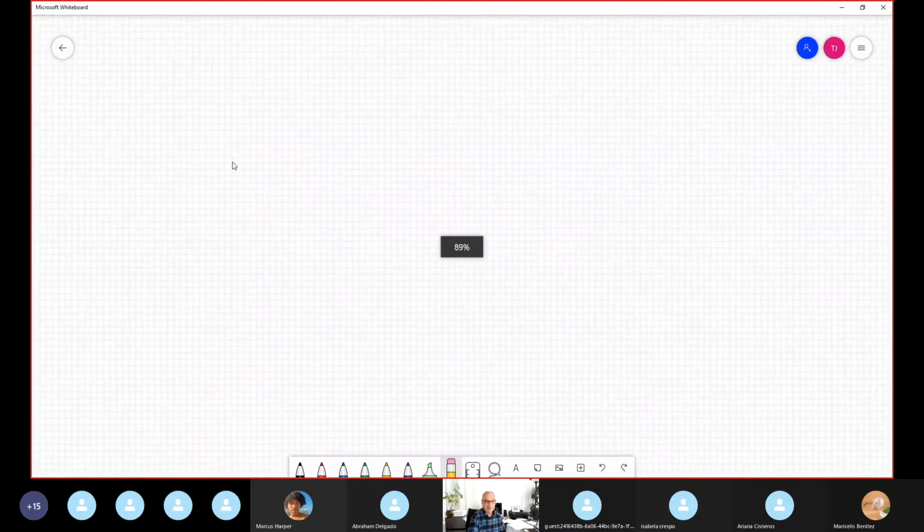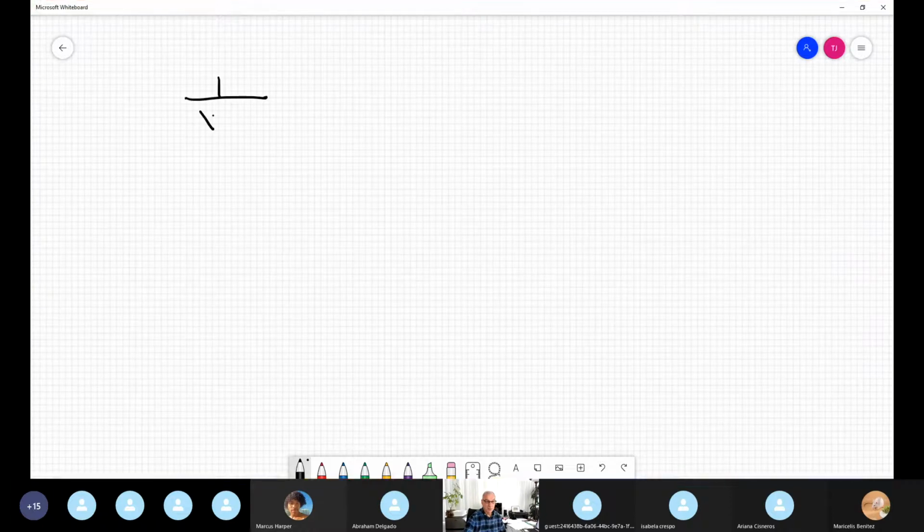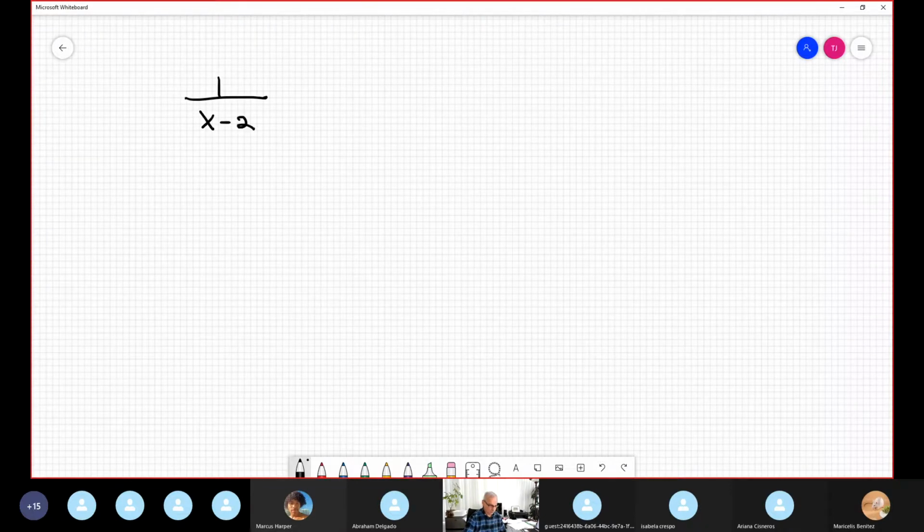Okay, this is a classical example of the rational inequality: 1 over x minus 2 less than or equal to 2 over 3x minus 9. Wow, I have no idea how to start. Okay, I have no idea.